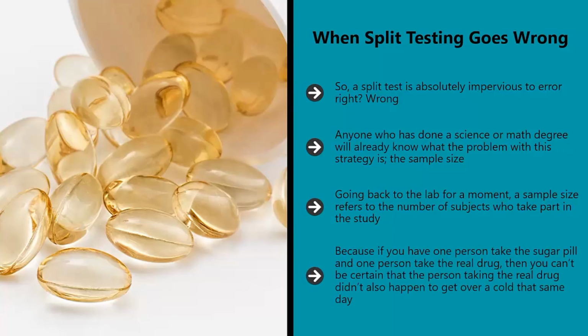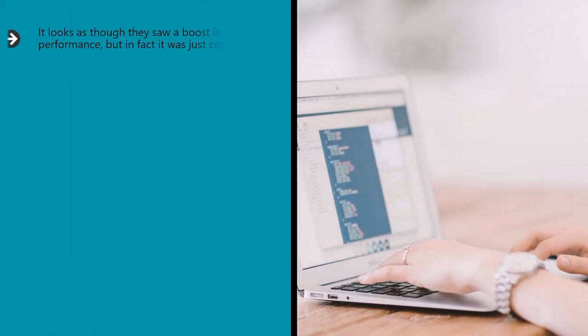Because if you have one person take the sugar pill and one person take the real drug, then you can't be certain that the person taking the real drug didn't also happen to get over a cold that same day. It looks as though they saw a boost in performance, but in fact it was just coincidence. The same thing goes for running split tests for SEO.